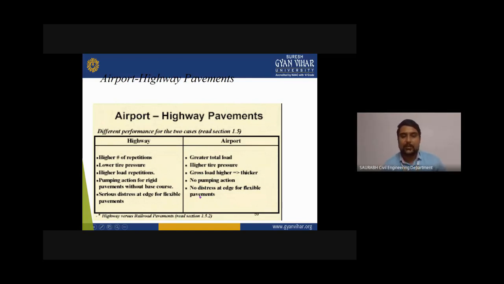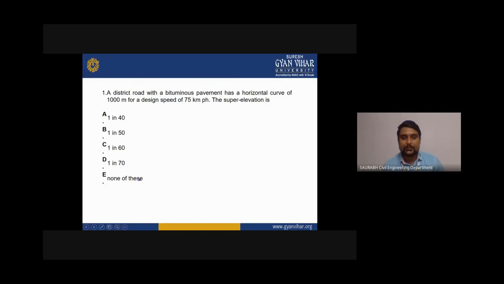This is also a very important topic in the pavement design of a road. This table is showing different performance for the two cases. As you can see here, this is your highway and this is for airport. Higher load repetitions and gross load, lower tire pressure, high tire pressure, higher thickness. Pumping action is a concern for rigid pavement, and no pumping action is required for the making of airport pavement.